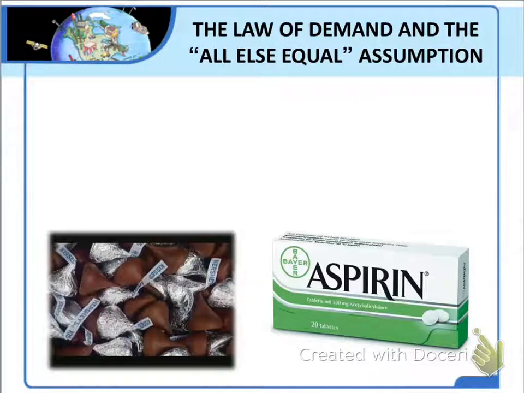According to the law of demand, when the price of a good goes up, the quantity demanded goes down. And when the price of a good goes down, the quantity demanded goes up. This relationship applies only when we assume that other influences on the quantity demanded, such as people's taste for a good, are held constant or unchanged when the good's price changes. If the price changes and other influences change at the same time, then the law of demand might not hold.